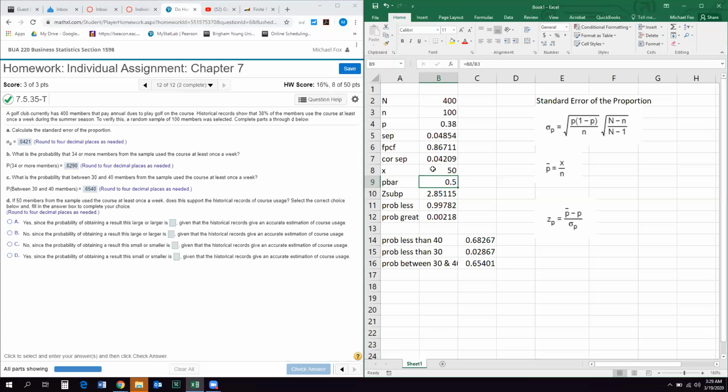So now the probability that it is less than that is 99.78%, which means the probability that it is greater than that is 0.218%. So does this support our historical findings that 38% of members use the course at least once a week? And the answer is no, because we're way above that. So we're going to say no, since the probability of obtaining a result this large or larger is 0.0022.